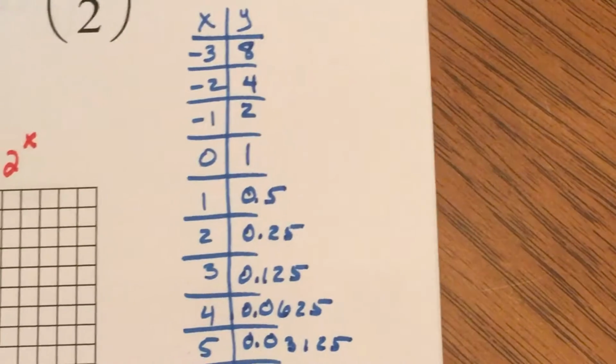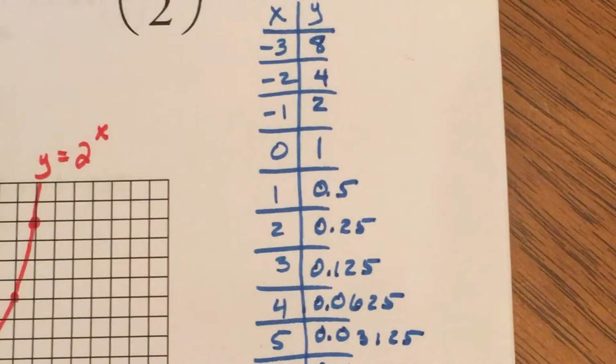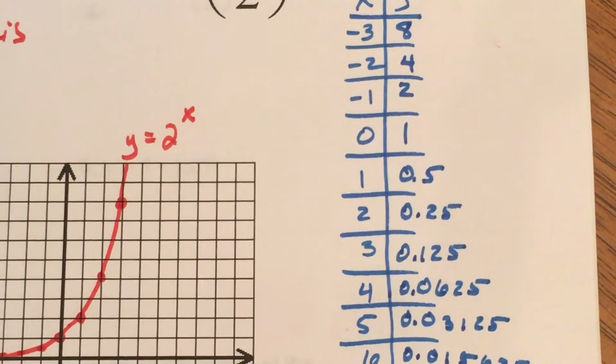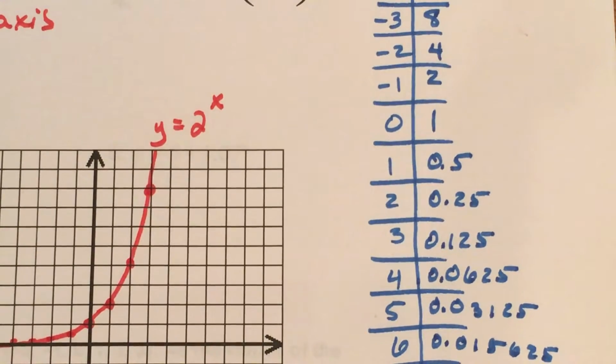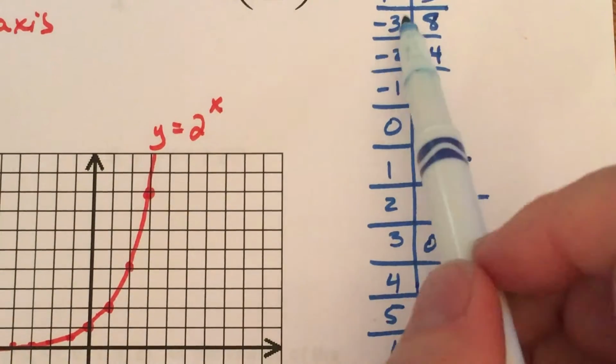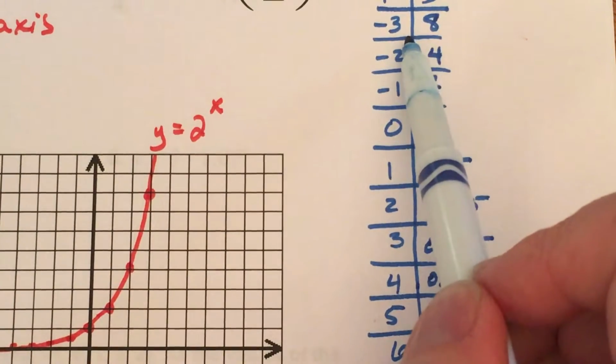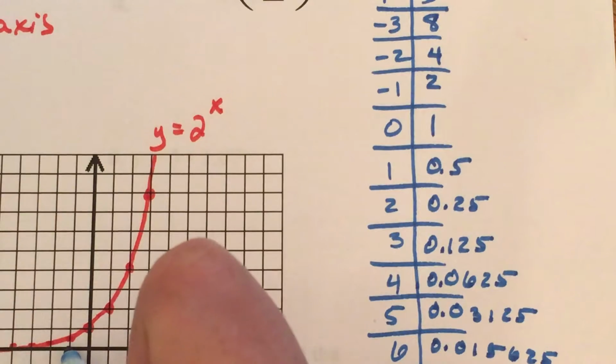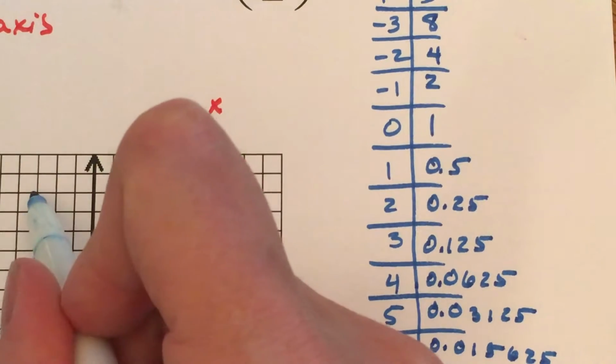Yeah, those numbers look very familiar, but they're located someplace different. So let's go see where they're located. So this is -3, 8. If I go to the left, 1, 2, 3 units, up 8.